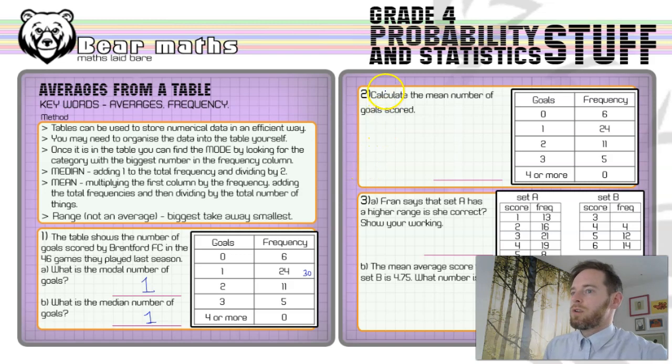Now, in question number 2, this is the one that's going to get you the most marks. This is the one that you really do want to know how to do. Okay, calculate the mean number of goals scored. Okay, so in the table we've got, like I said, the same data, in fact. We've got the 6 games in which they scored 0 goals. Now, they still count as games. So we know that this total adds up to 46.